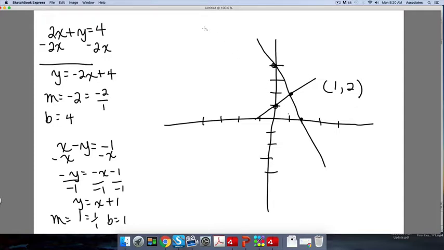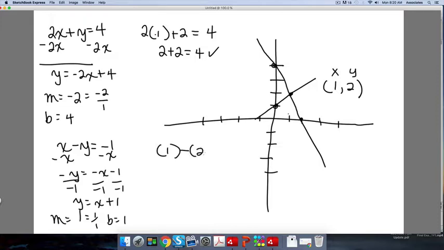So let's check to make sure. Let's put it into the top one. So x is 1 and y is 2 and see if they work. Is 2 times 1 plus 2 equal to 4? 2 times 1 is 2. 2 plus 2 equals 4. That checks. Let's try this one. x is 1, y is 2. And does that equal negative 1? 1 minus positive 2. It checks. So we're sure that our answer is correct. And that was a little bit better graph. Pause if you need to.